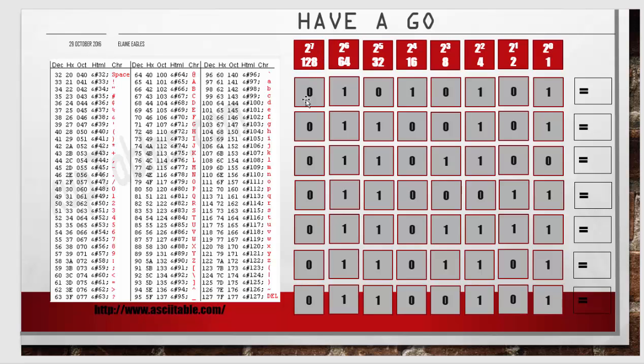So have a go at this and see what you come up with. You can pause it and have a think and make some notes.